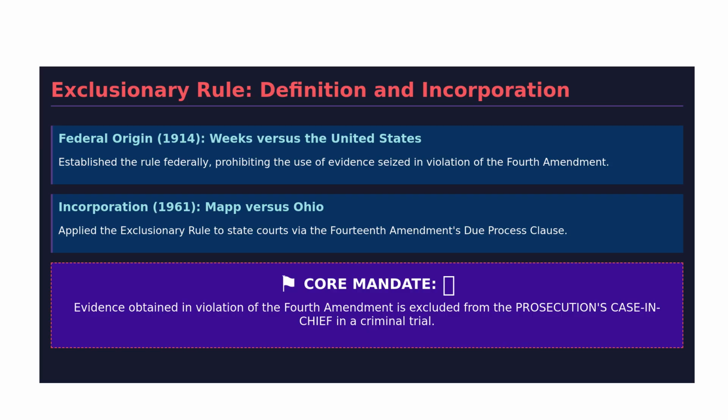The rule's journey began at the federal level with the landmark 1914 Supreme Court decision, Weeks v. the United States. For decades, this protection only applied federally. The critical expansion occurred in 1961 with Mapp v. Ohio. Mapp incorporated the Fourth Amendment protections against the states through the Due Process Clause of the 14th Amendment. Therefore, the exclusionary rule now applies to both state and federal prosecutions. Remember, the remedy is exclusion from the main case, preventing the government from using the illegally obtained items to secure a conviction.